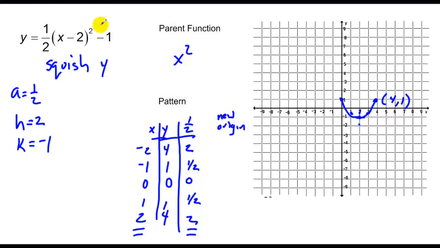Notice I haven't plugged anything into here yet. So I have 1 equals a half times (4 minus 2) quantity squared minus 1. 1 is equal to 1/2 times 2 squared, which is 4, minus 1. 4 times a half is 2, minus 1. 2 minus 1 is 1, and 1 equals 1, so this checks.